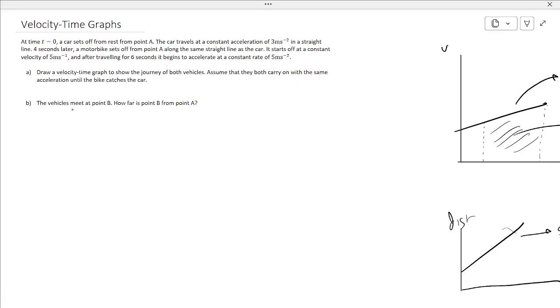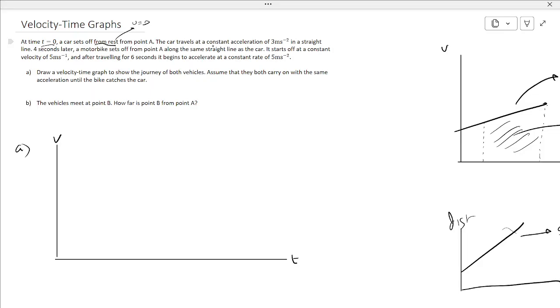First, it's asking us to draw the graph. So let's do one here. Let's have velocity against time. Let's start with the car. The car starts at t equals 0. Sorry, it also starts from rest. That's important. So from rest, we know the initial velocity of this car will be 0.